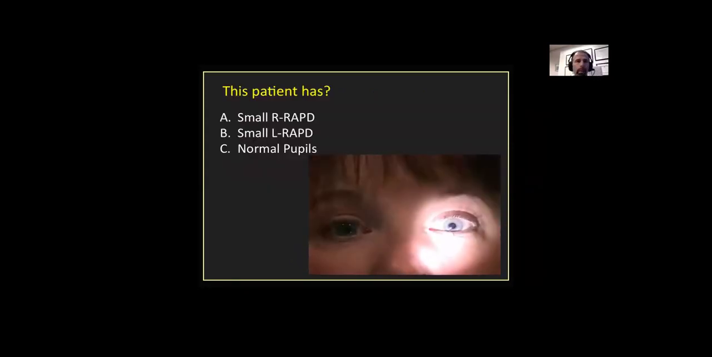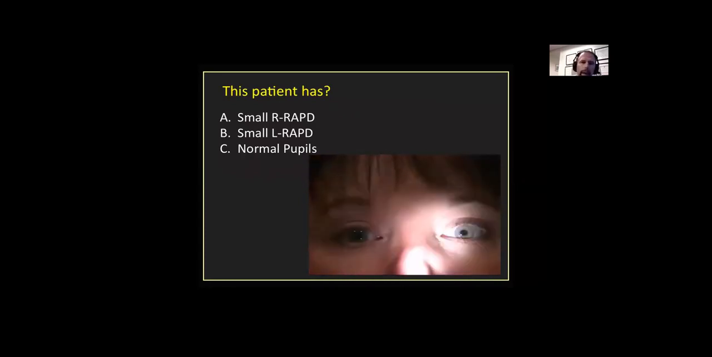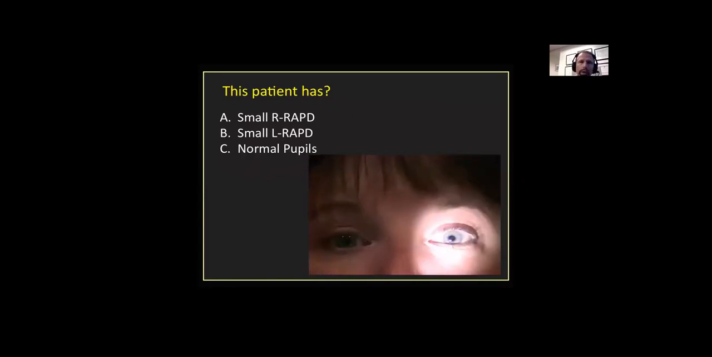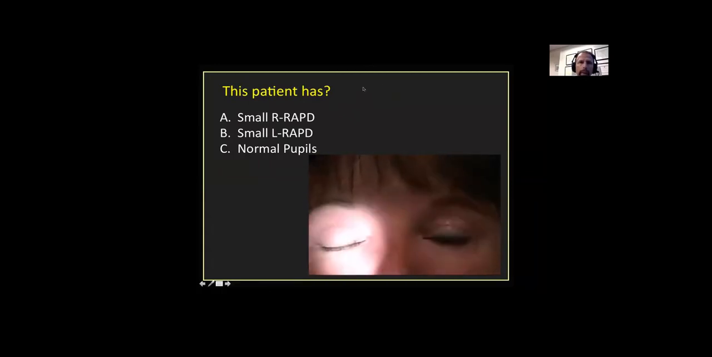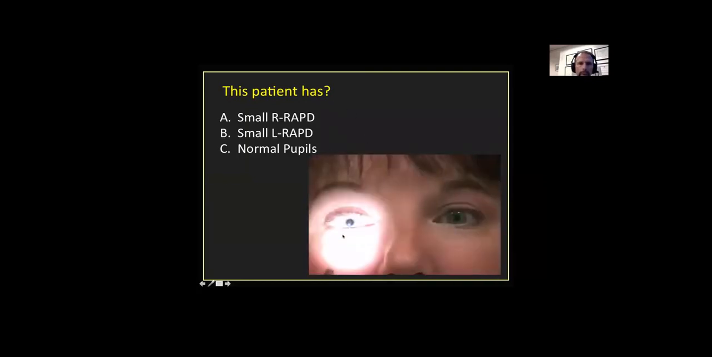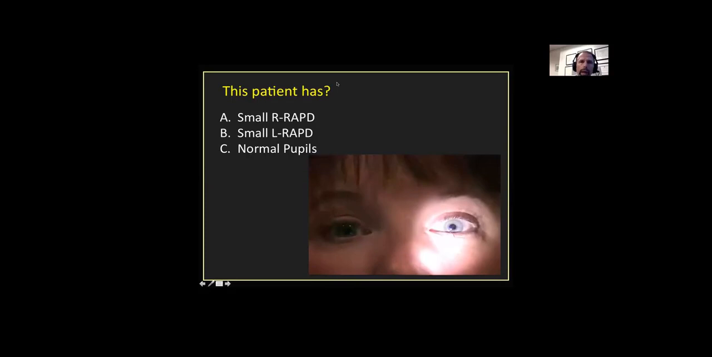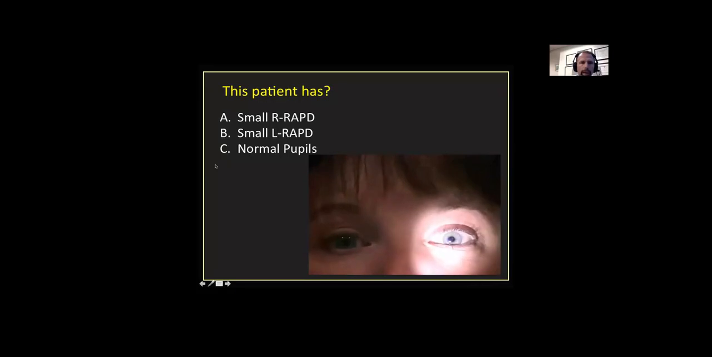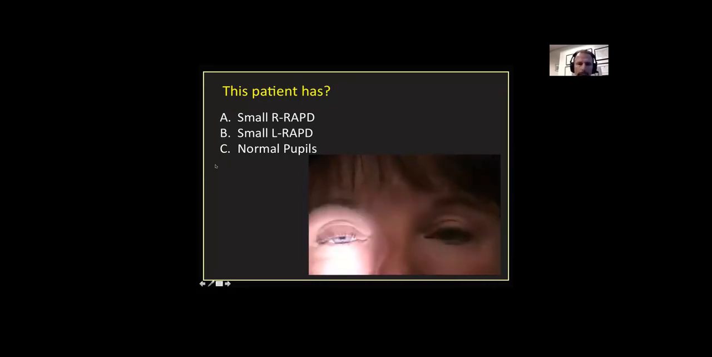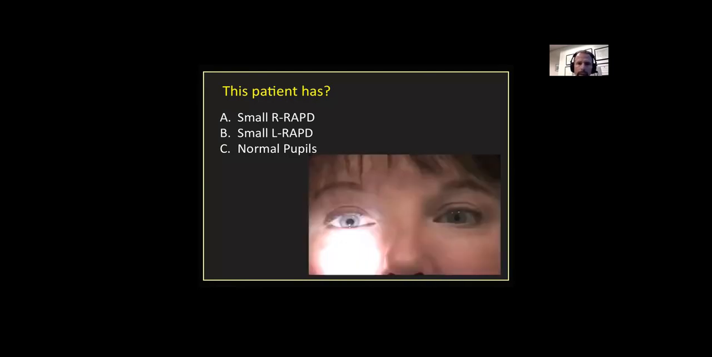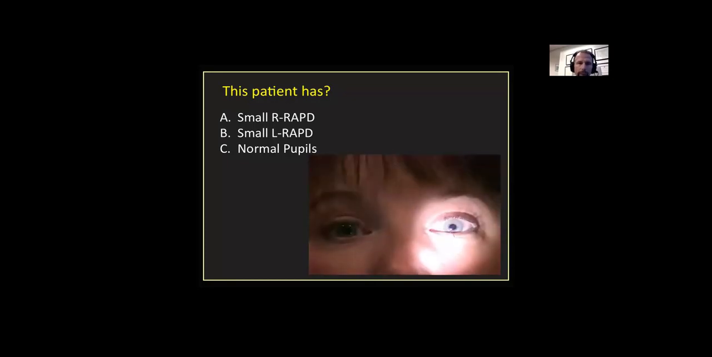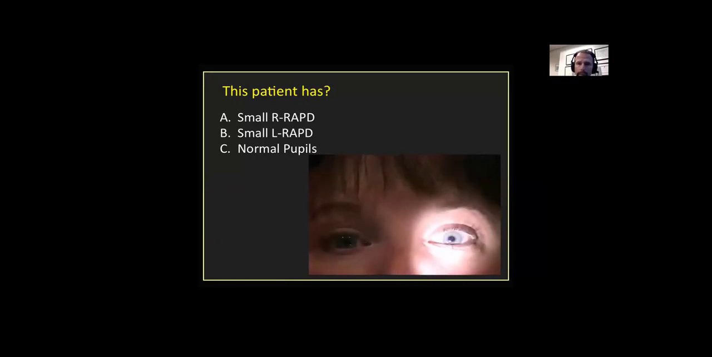Okay, now this is another question, and it's a little tougher one perhaps, and I'm going to give you a polling option here. Let me go ahead and give you that polling option. Poll 2. Okay, so you should now be seeing the options for the answer, and I'm going to let you watch this a little bit, and you'll see the light being swung from side to side. And the question is, is this a small right relative afferent pupillary defect, a small left relative afferent pupillary defect, or now these are just normal pupils?